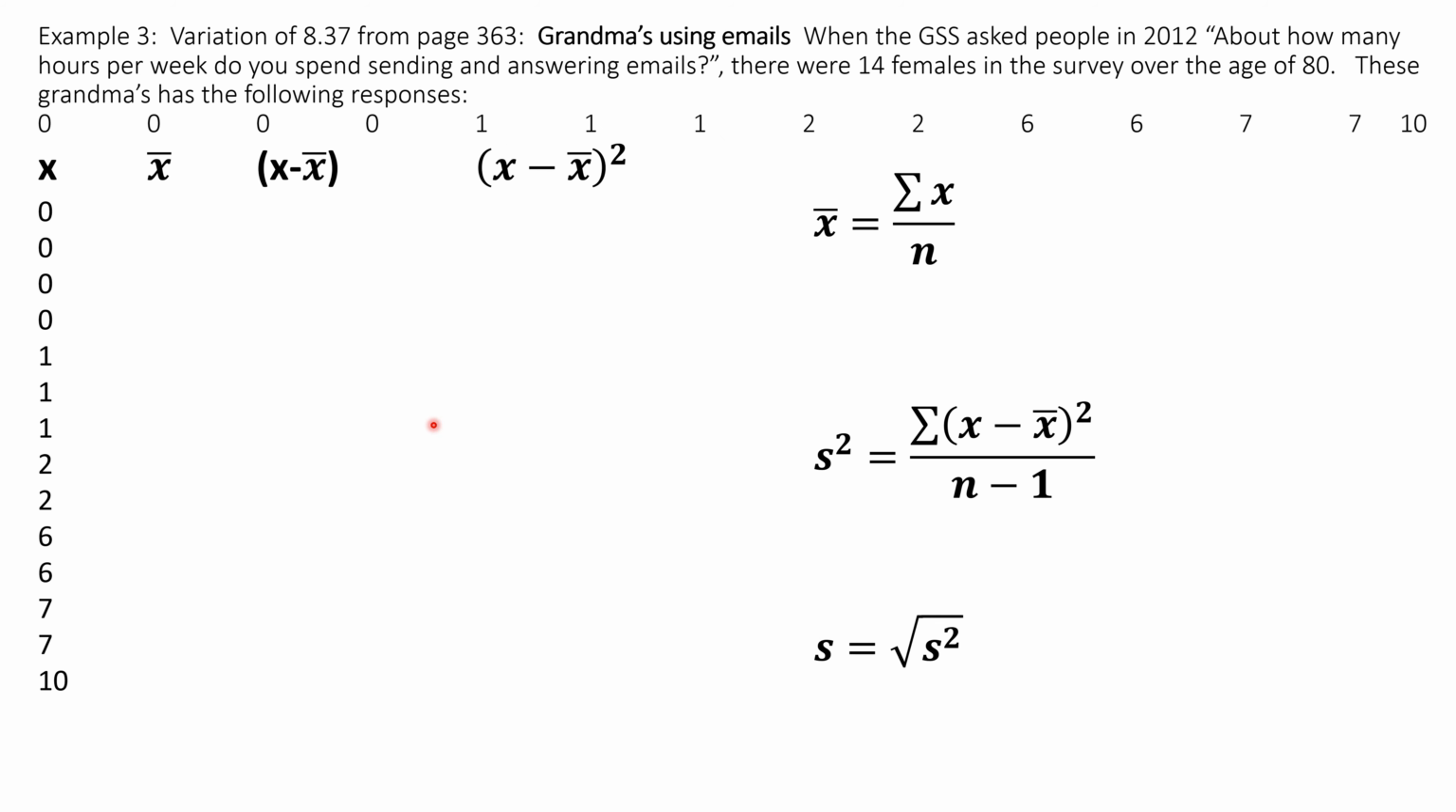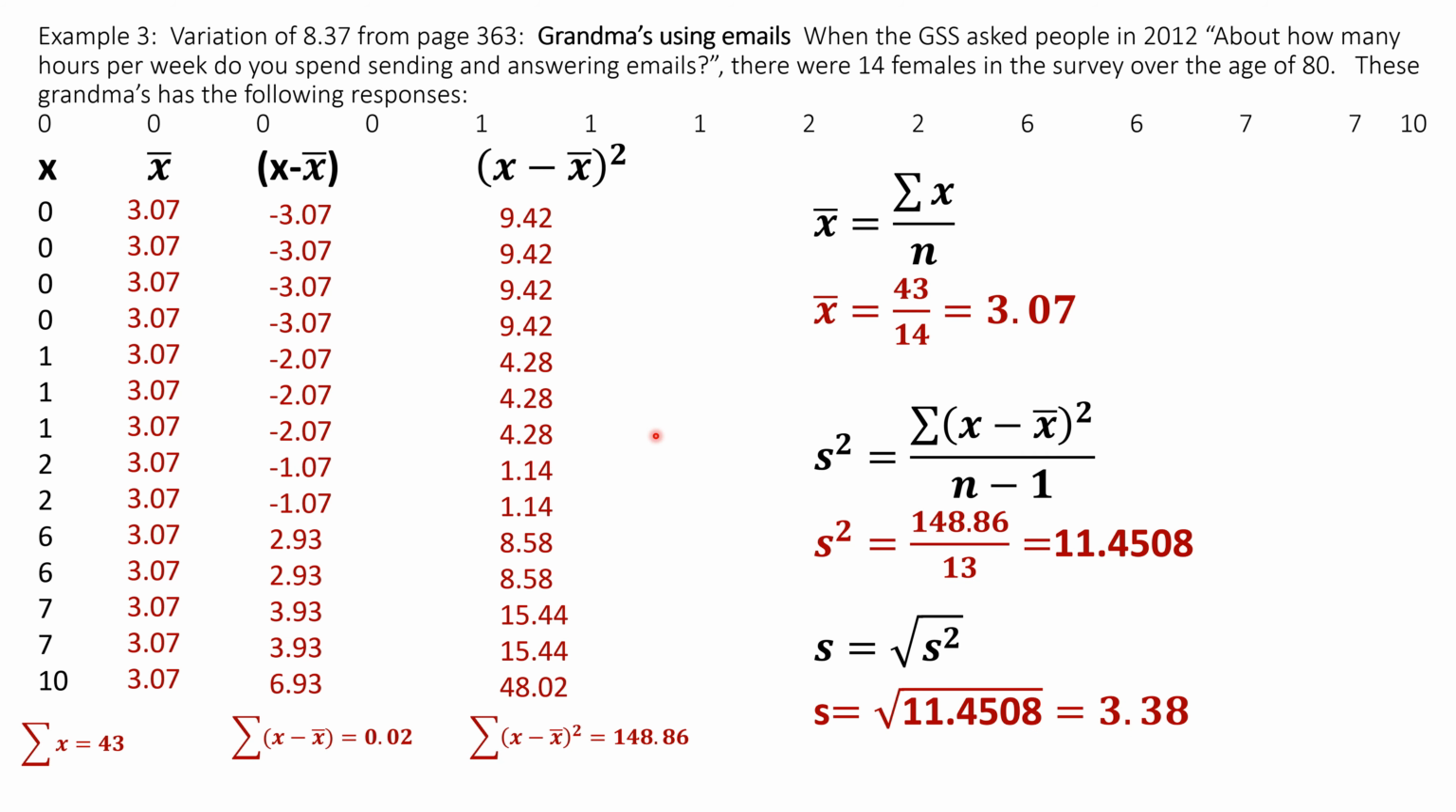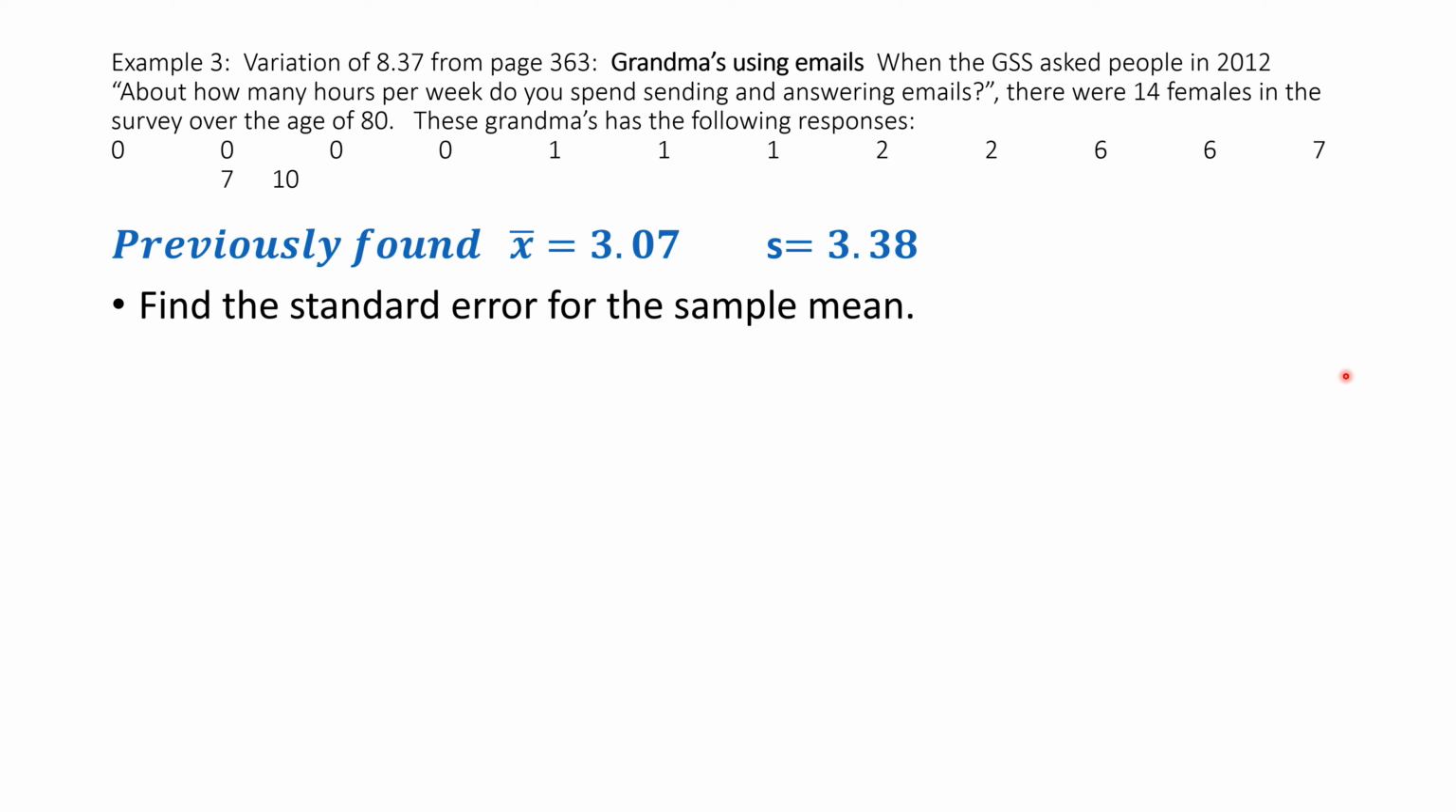Here is an example from a textbook. You can pause the video and read the question. Using knowledge we learned before exam 1, we can easily get the sample mean, sample variance, and the sample standard deviation. Previously we found the sample mean is 3.07 and the sample standard deviation is 3.38. So let's find the standard error of the sample mean.